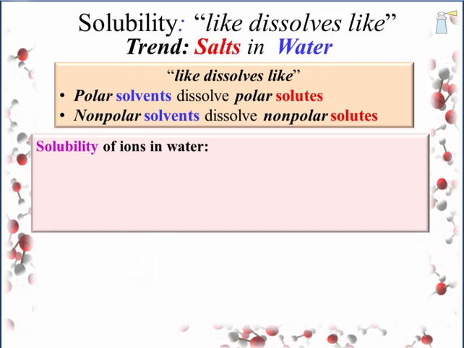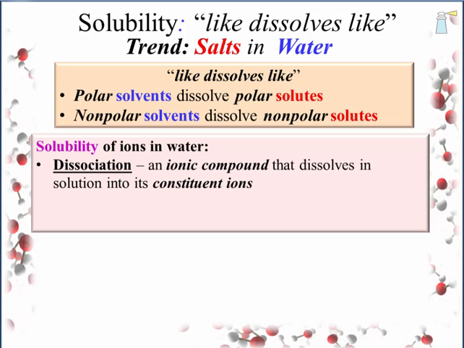It is a topic that was originally discussed in the ionic bonding lecture and further developed in the intermolecular forces lecture. When dealing with the solubility of an ion in water, the term dissociation is used. Dissociation is more than just dissolving. For ionic compounds, dissociation is dissolving in a solvent into its constituent ions. The term dissolving can still be used with ionic compounds, but it implies dissociation. Solubility is the degree to which the compound dissociates.